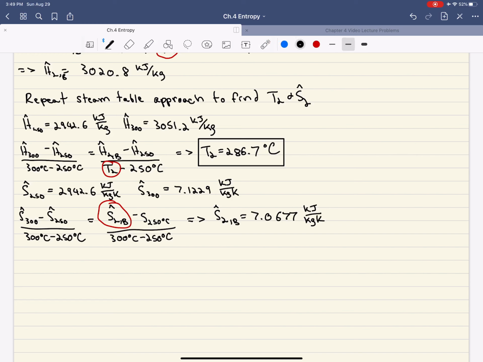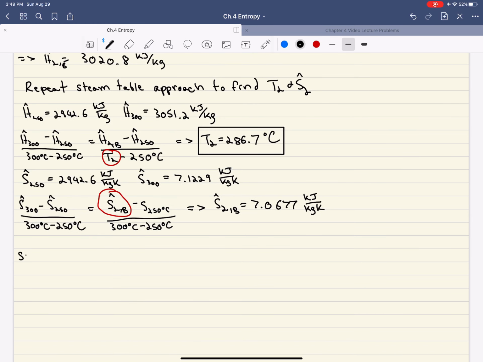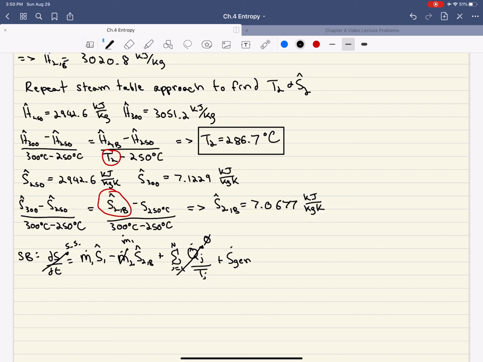In any case, now that we have the S2 value, we could go back and set up our entropy balance now. So dS/dt is equal to m1 s1 hat minus m2 s2 part B hat, plus if we had any heats, they would go here, and then we also have S gen dot. Of course, even though the efficiency is lower, we're still adiabatic, so that's going to be equal to 0. We're still also operating at steady state.